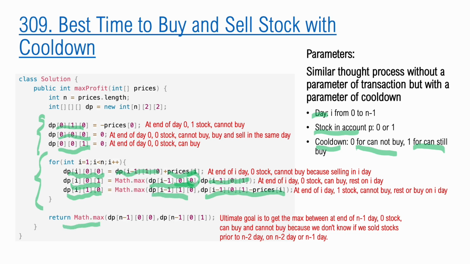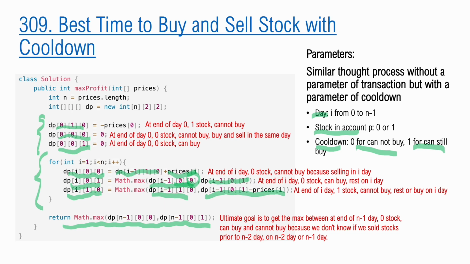For the final result, you are not sure at the end of the last day whether you are in cooldown or not. So you just take the maximum of DP[n-1][0][0] and DP[n-1][0][1], because the ultimate goal is to get the optimal solution at the end of the last day with 0 stock in your account. But we are just not sure if we sold the stocks on the second to the last day or on the last day. So again, very similar thought process, different parameters.